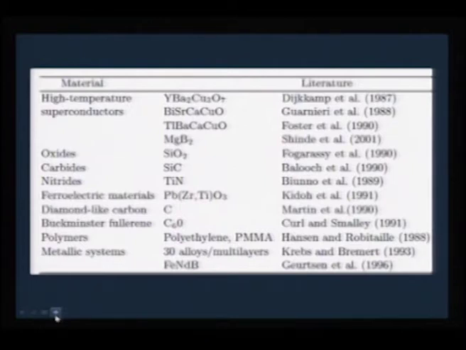Now if you look at the range of materials that you can make with this deposition process, you have yttrium, barium, copper. These are all the superconductors people have used as early as 1987. So PLD became very prominent only after the discovery of the superconductor. Then you have the oxides, silica can be made, carbides, nitrides, even carbon and C60, diamond-like carbons, polymers like polyethylene and PMMA, metallic systems, alloys, multilayers, and borides can be made out of this. So if you look at the spectrum, you can achieve almost any sort of material as a thin film.